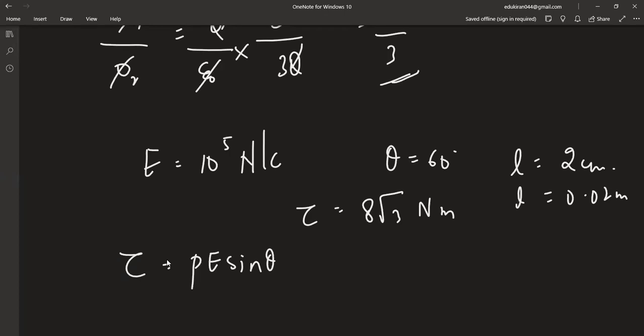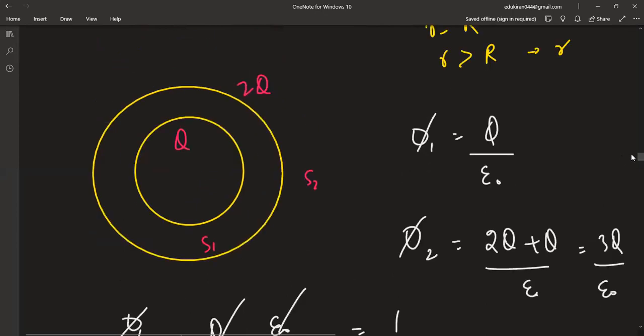For charge, see, electric field is there, dipole is there, length is there. Dipole is equal to charge into the length. From here, you can calculate the charge. Potential energy is PE sine theta. Last part, you know, no? I think you must be having difficulty in this only because that is formula based.